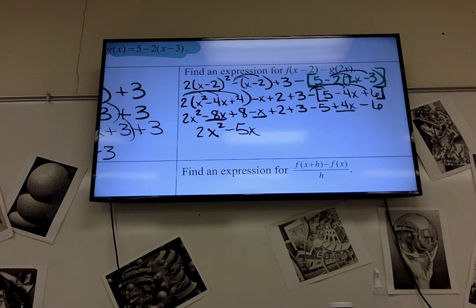Good. And then we have 8 plus 2 plus 3 minus 5 minus 6. It is 2. 8 plus 3 is 11. Oh, sorry. 8 plus 2 is 10. Plus 3 is 13. 13 minus 5 is 8. And 8 minus 6 is indeed 2. Very meticulous.